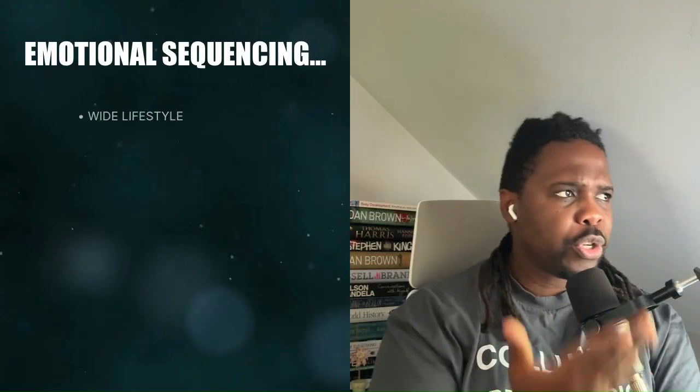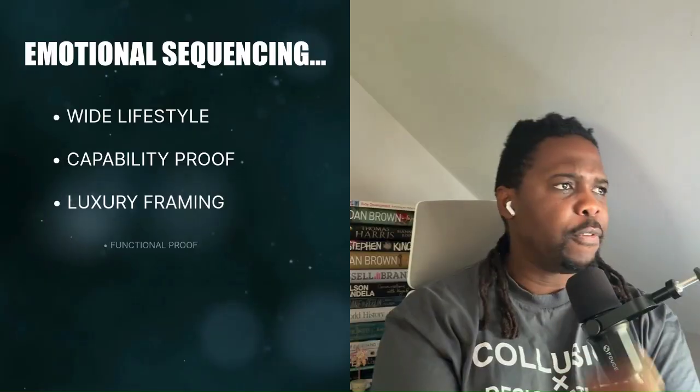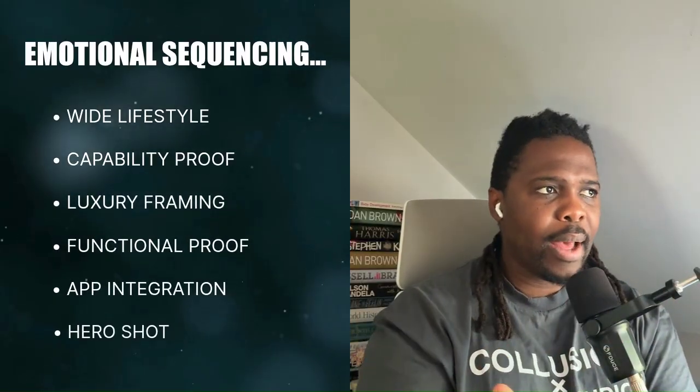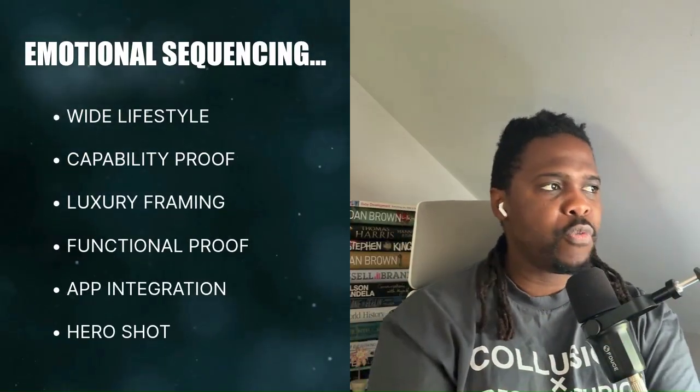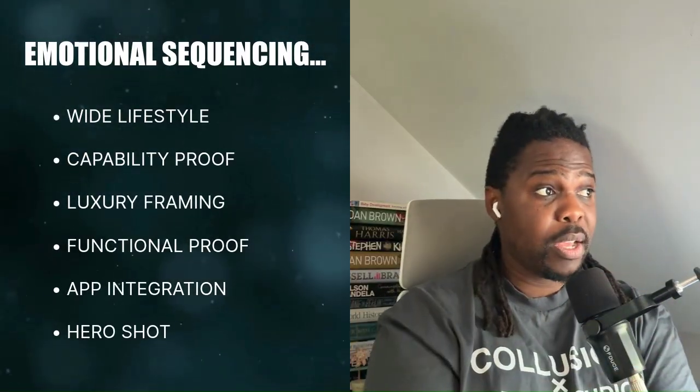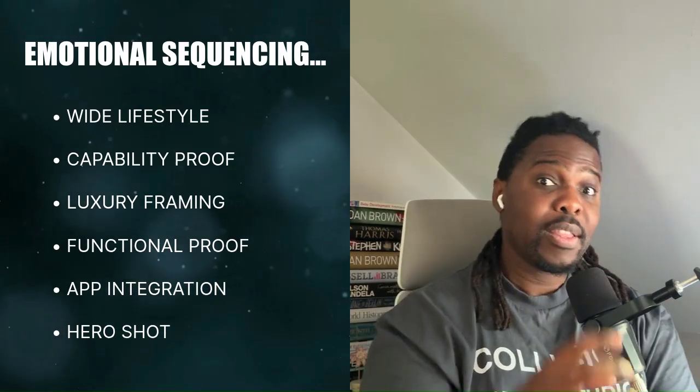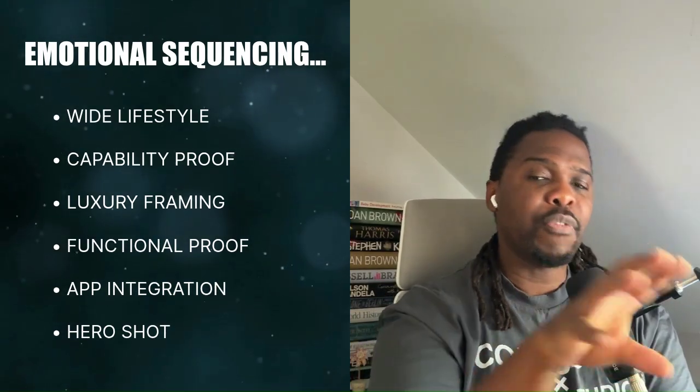So the emotional sequence that the storyboard follows: you've got wide lifestyle leading into capability proof, leading into luxury framing. Then we go on to functional proof. Then we've got app integration, and then we've got the main hero shot. So each stage builds desire before the script has to do any selling.